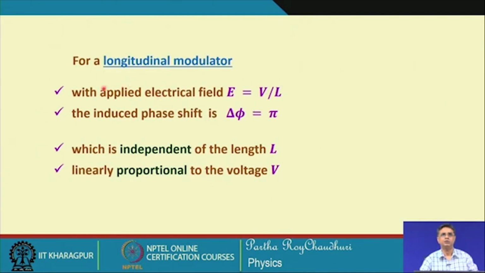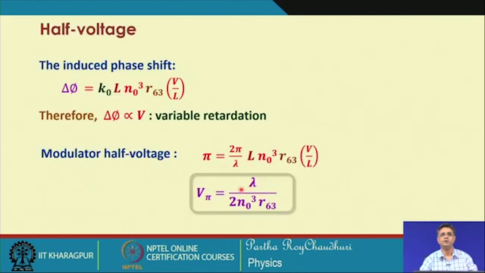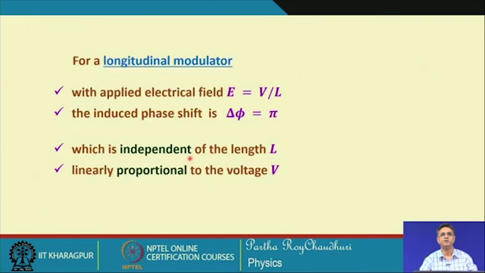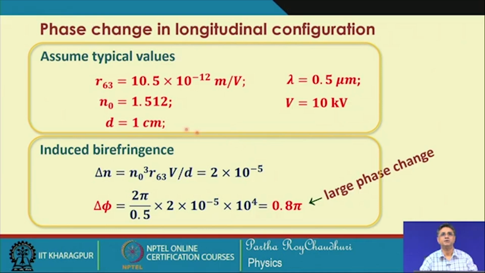So, for a longitudinal modulation, we see that the applied electric field E equals V by L, and the induced phase shift delta phi is independent of the length of the modulator crystal, but it depends on the applied voltage. So, phase shift is proportional to V, but it does not depend on the length of the crystal.